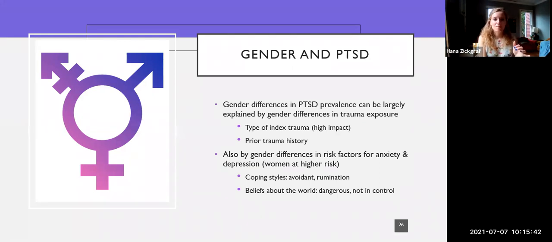Other aspects of the gender difference in PTSD have to do with gender differences in risk factors for anxiety and depression, where gender really does seem to be a clear predisposing factor, both because of potentially differences in biology, but also largely because of differences in socialization. Women tend to have more maladaptive coping styles. They are more likely to avoid or ruminate about problems. And women may be raised with pre-existing beliefs that the world is dangerous and they're not in control. During their upbringing, women may be less encouraged to feel like they have a sense of agency and control over their lives. And those are predisposing factors to anxiety and depression.